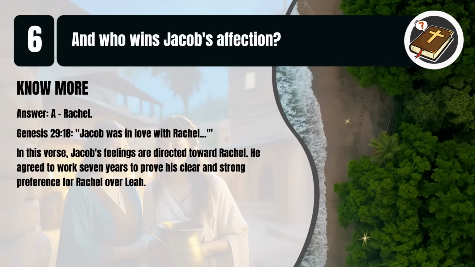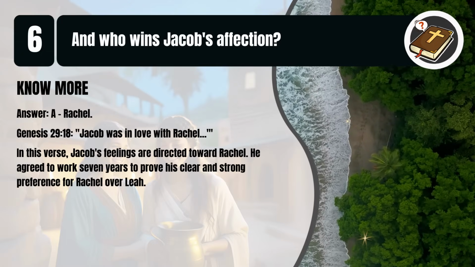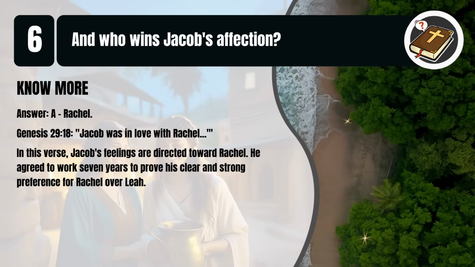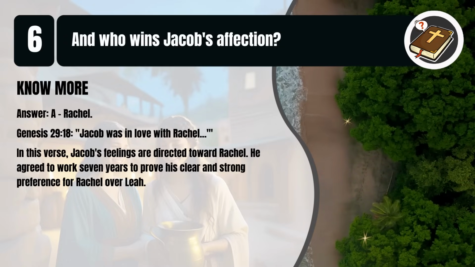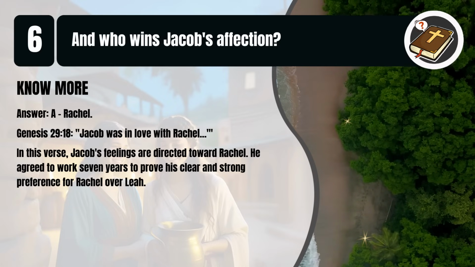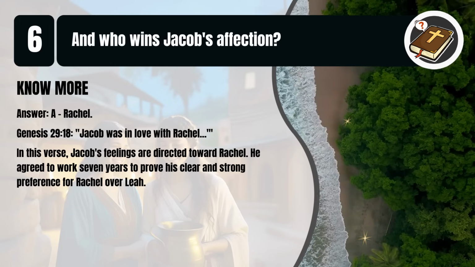That's A, Rachel. Genesis chapter 29, verse 18. Jacob was in love with Rachel. In this verse, Jacob's feelings are directed toward Rachel. He agreed to work 7 years to prove his clear and strong preference for Rachel over Leah.